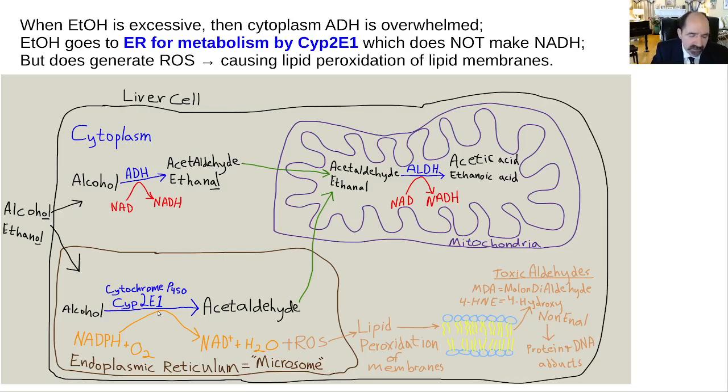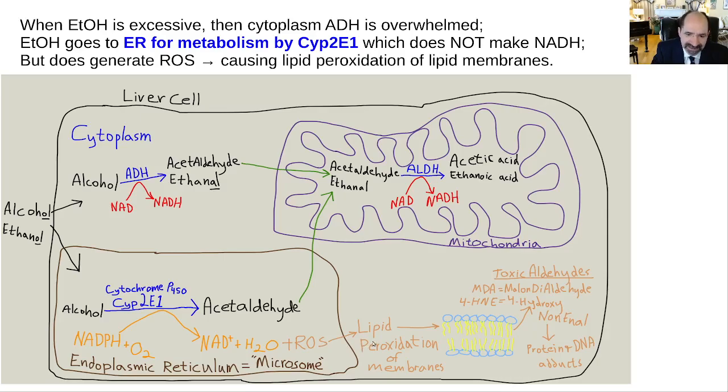So don't worry about the name. You don't need to know that. What you just need to know is that overflow alcohol is metabolized on a separate pathway. And this one generates NADPH, but the real key thing about it is it generates reactive oxygen species because the cofactor includes oxygen. Some of those reactive oxygen species will damage the cell membranes of the liver cell.